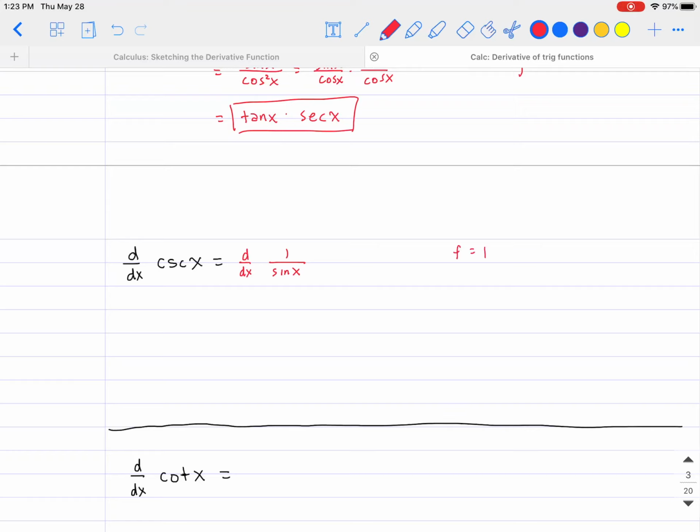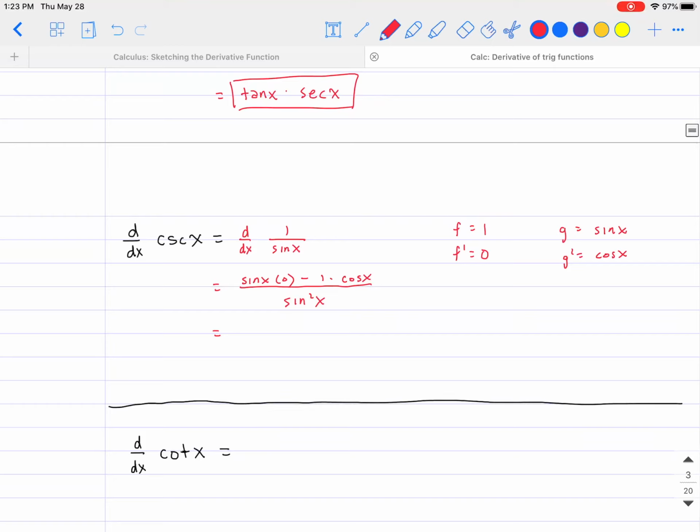So again, using the quotient rule, f is going to be 1, f prime would then be equal to 0, g is going to be sine, and g prime is going to be cosine of x. So by the quotient rule, we have now the following. We have g, which is sine of x, multiplied by 0, which is f prime, minus 1, which is f, multiplied by the derivative of g, which is cosine. And then all of that is going to be divided by g squared, so that's sine squared. Okay, so cleaning up just like we did earlier, the sine times the 0, that's going to be 0.